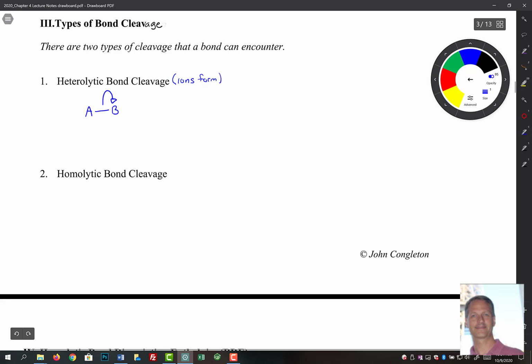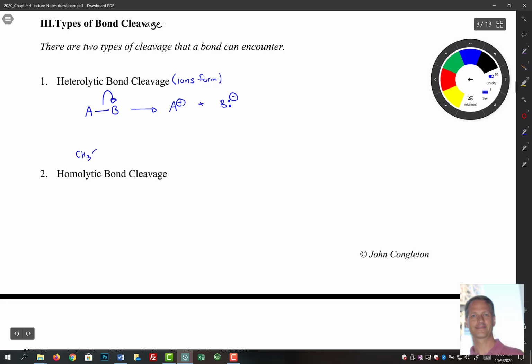forming. So the result of that step is that you have A, which would have a formal plus charge, and then B would have grabbed those two electrons as a lone pair, and we would have a negative charge here. An example of this might look something like this.